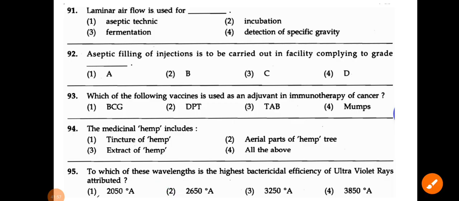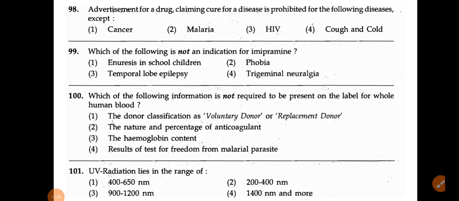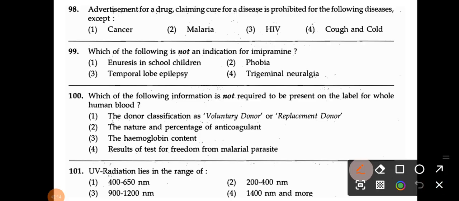Okay, so the next one: advertisement for a drug claiming cure for a disease is prohibited for the following diseases except. The options are cancer, malaria, HIV, cough and cold. So what is the correct answer? If you read the question carefully, our answer is cough and cold, because cancer, HIV, these are not curable diseases, right? So advertisement for a drug claiming cure for a disease is prohibited for diseases like cancer, malaria, HIV, except cough and cold.